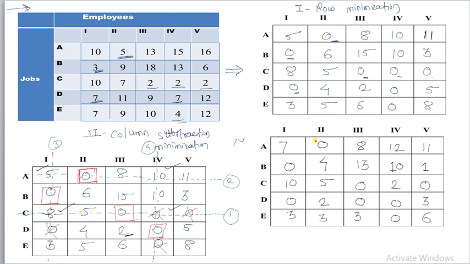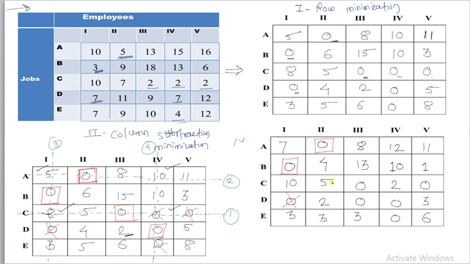First row there is only one 0, so I will make the assignment here. Is there any 0 in that column? No. In that row? No. Second row there is only one 0, I will make the assignment there. Is there any 0 in that row? No. In that column? Yes, so I will cross it.